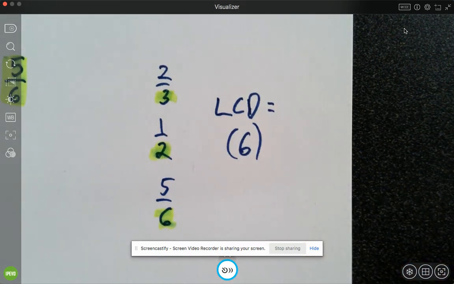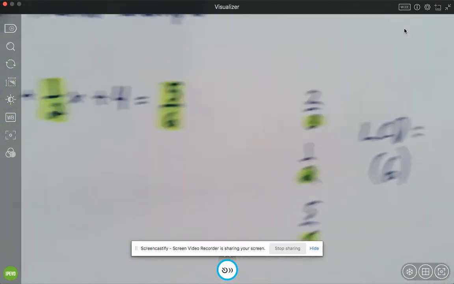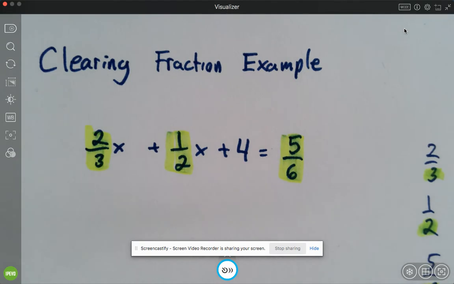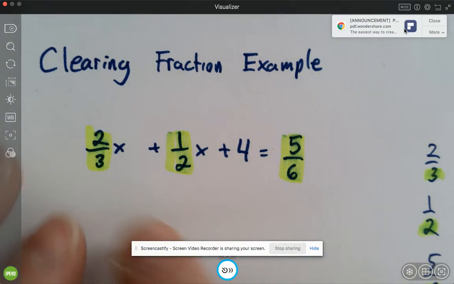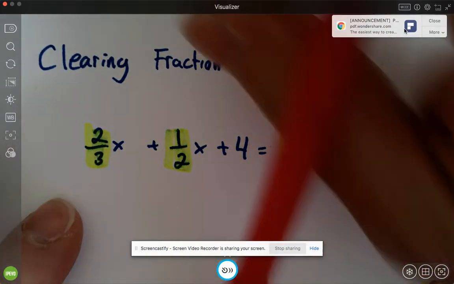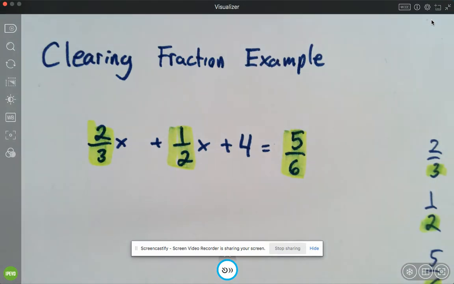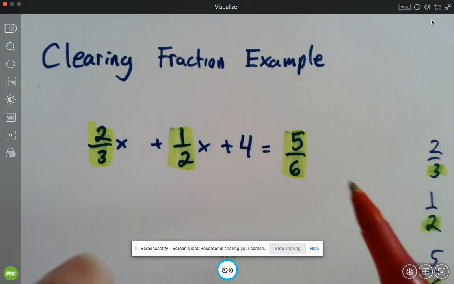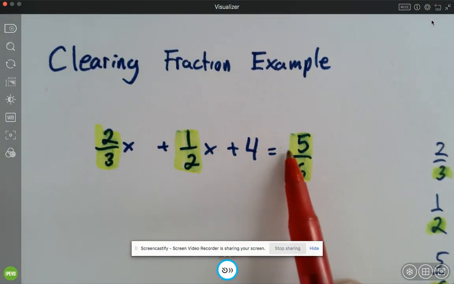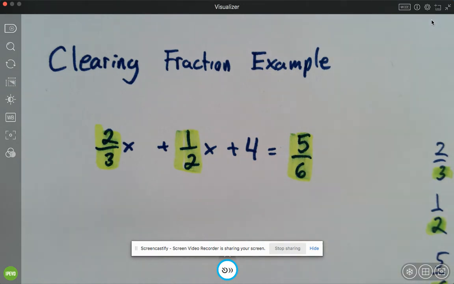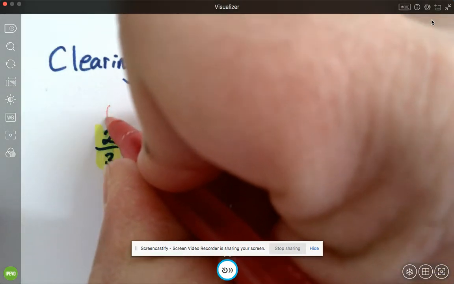So to clear the fractions, you multiply the entire equation by 6, because remember, this equation is 100% balanced right now and it's equal, so you can do whatever you want to this side as long as you do it to this side. So what you can do, like I said, is multiply everything by 6.